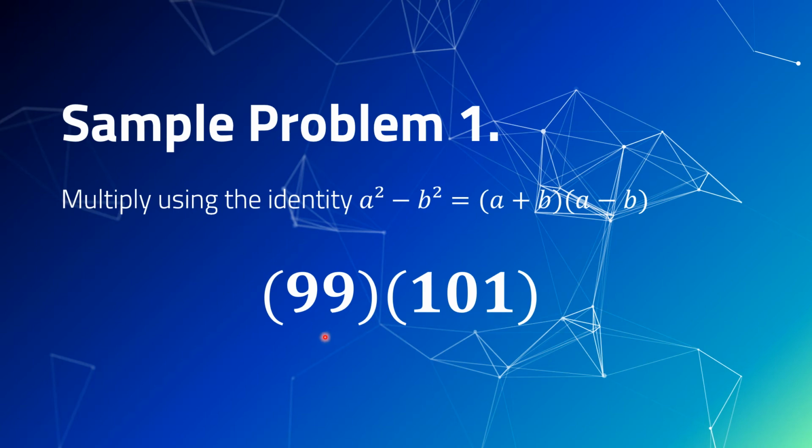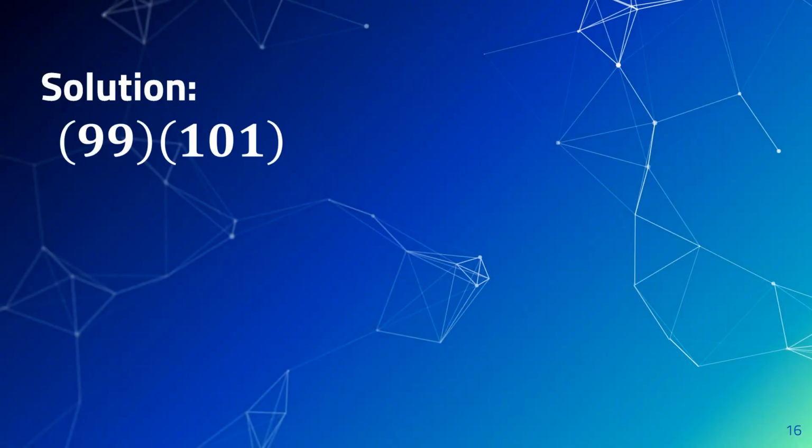So if you're going to use the long method of multiplying these two, that will take a lot of time to solve this problem or to find the product of these two. However, by using this identity, you can get the product of these two by manipulating smaller numbers. 99 is equivalent to 100 minus 1, because 100 minus 1 is 99, and 101 is actually equivalent to 100 plus 1.